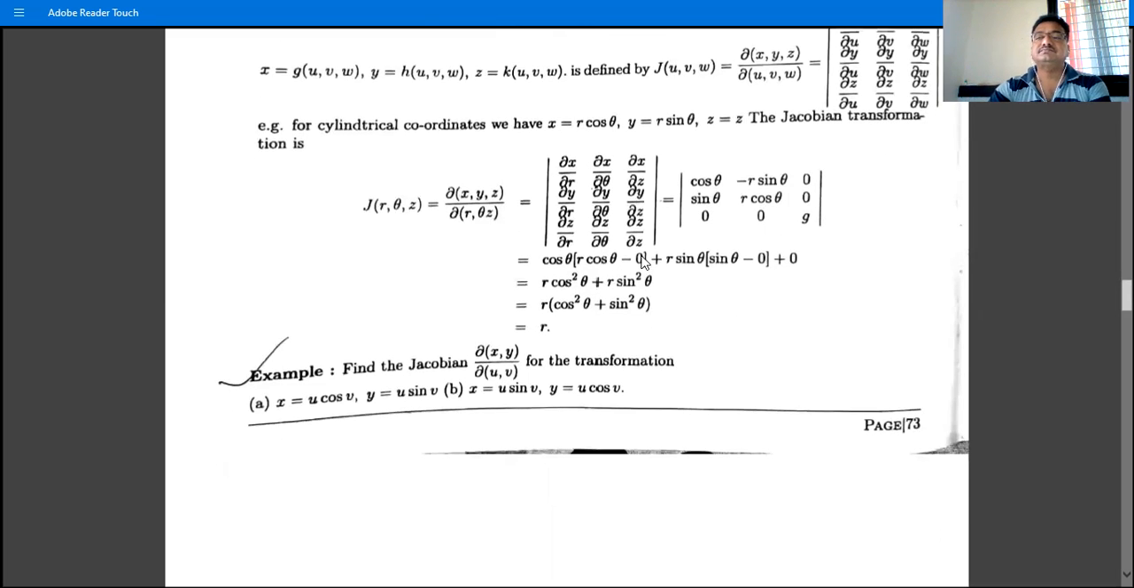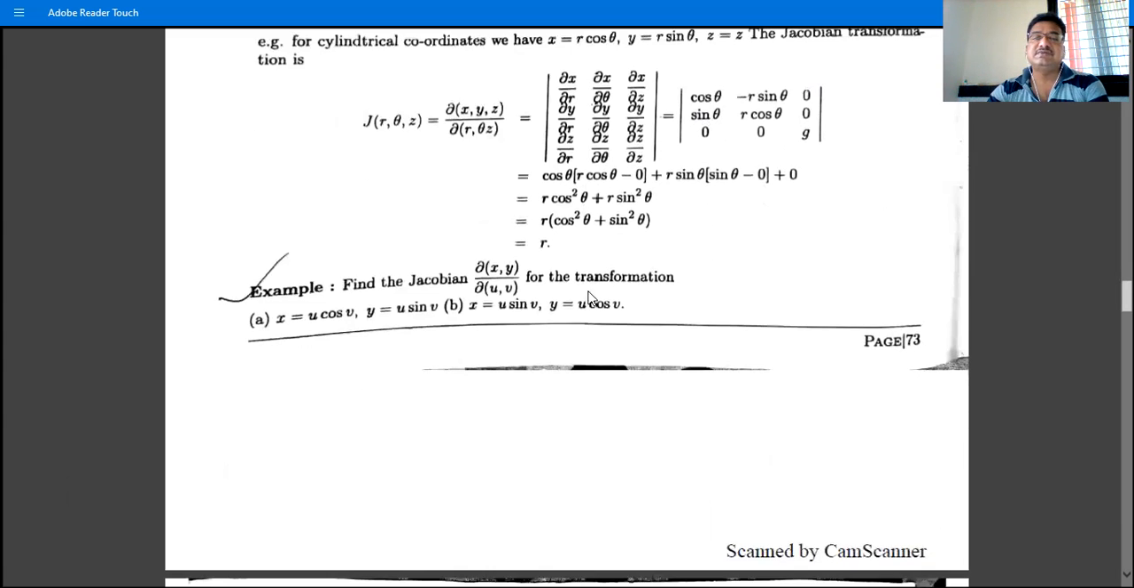And then its determinant: cos theta in bracket, this into this, that is r cos theta into 1 is r cos theta minus 0. Then plus, minus minus plus, so this is plus r sin theta in bracket sin theta into 1 is sin theta minus 0, and the last is 0 in bracket 0 minus 0. So we have r cos square theta plus r sin square theta, take r as common, cos square theta plus sin square theta is 1, so r.